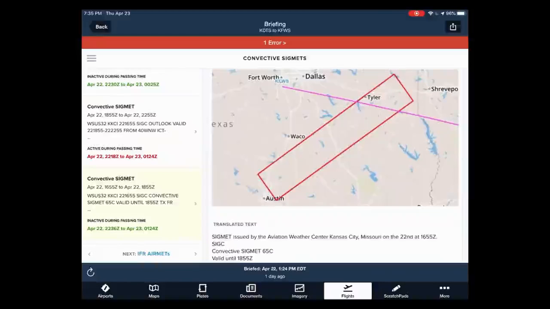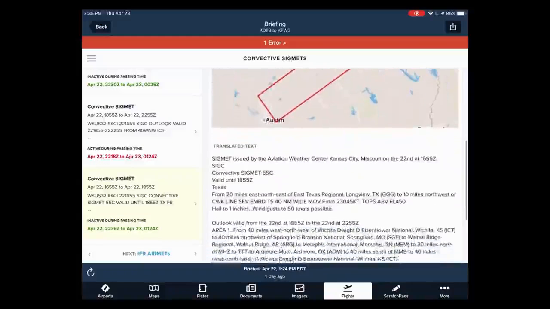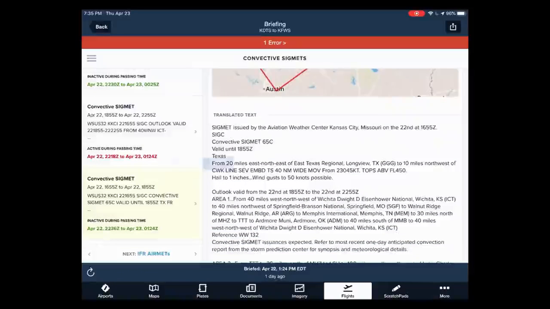I'm going to already guess that the storms are basically pushing up from northeast of Austin and moving from the southwest to the northeast towards, as you can see, that town called Tyler. And so sure enough, in conjunction, we can see that they give us an area. It's 20 miles east-northeast of East Texas Regional Longview, Texas, which is the airport GGG, to 10 miles northwest of CWK, a line of severe embedded thunderstorms, 40 nautical miles wide, moving from the southwest, or 230 degrees at 45 knots with tops above flight level 450.